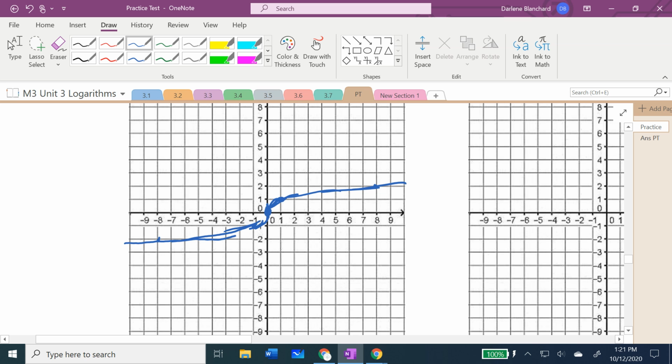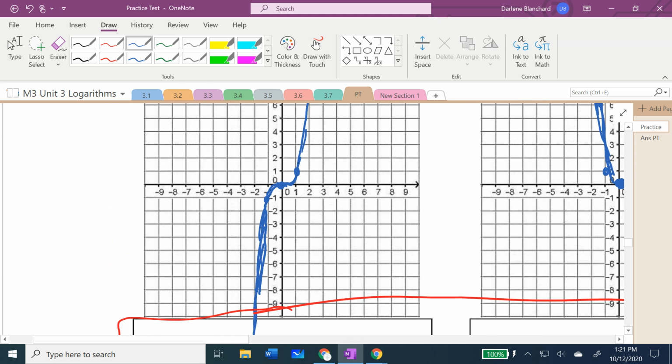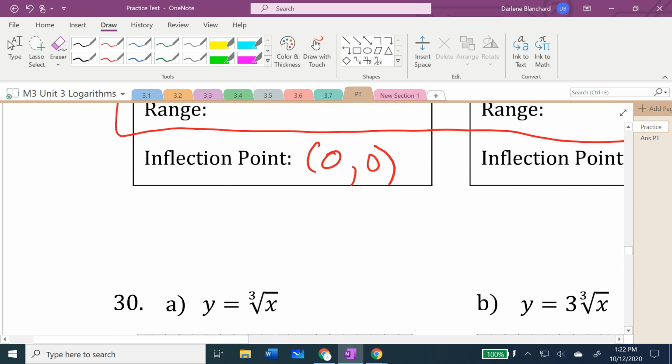And, do your best with drawing. But do you see the difference in how this one is more vertical? This one is more horizontal. Make sure that you show that behavior.